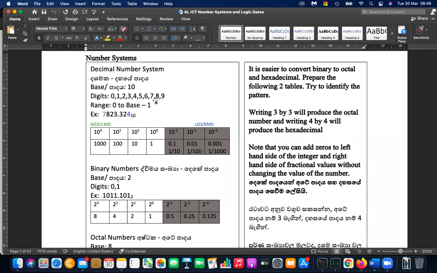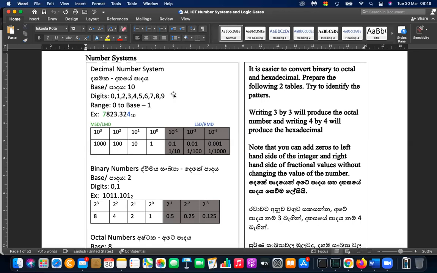First of all, I would like to explain our number system, the decimal number system. It has digits from 0 to 9, so those are the unique symbols in this number system. The range is 0 to base minus 1. What is the base? Base is 10. That is called decimal, sometimes called denary. So base is 10, and the range is 0 to base minus 1. Base means 10, and 10 minus 1 is 9.